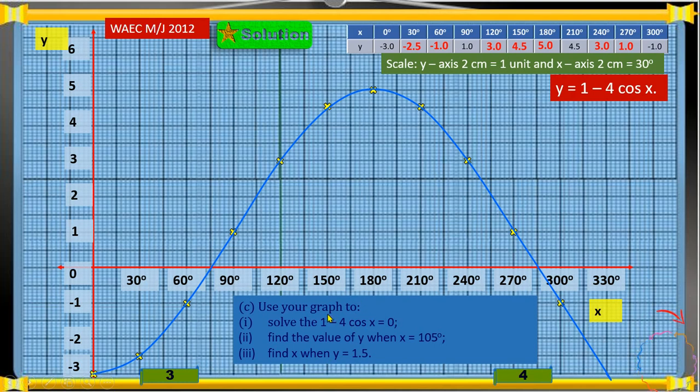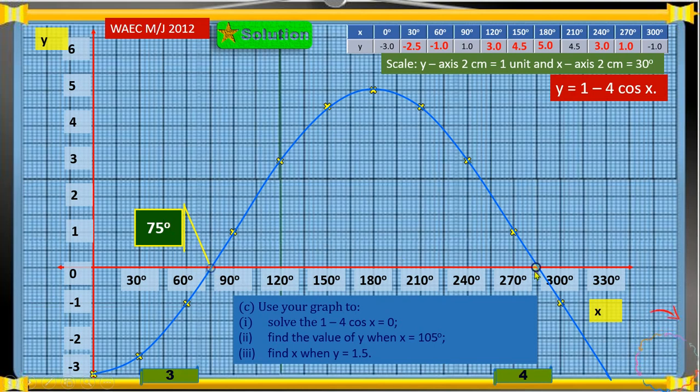Solving this equation is the same as finding the roots of this equation, and this root is where the blue line crosses the x-axis, the red line, and that happened at this point and at this point. So that's the first point. Now we're going to take the value of that point. That is 75 degrees. 60, 90, halfway. I remember 2 centimeters is 30, so halfway is 15. 15 plus 60 is 75.